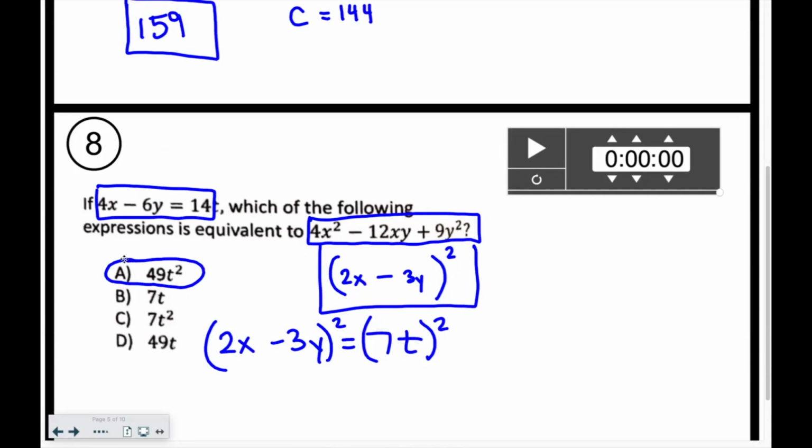So we get that. I think there would be a way possibly, if you didn't recognize that, to choose your own values, which is a strategy I like sometimes, but here it would be kind of difficult. You have to pick an x and y and get a t, and then plug that x and y in here, and then plug that t into each answer and see what was equal. But it is doable.